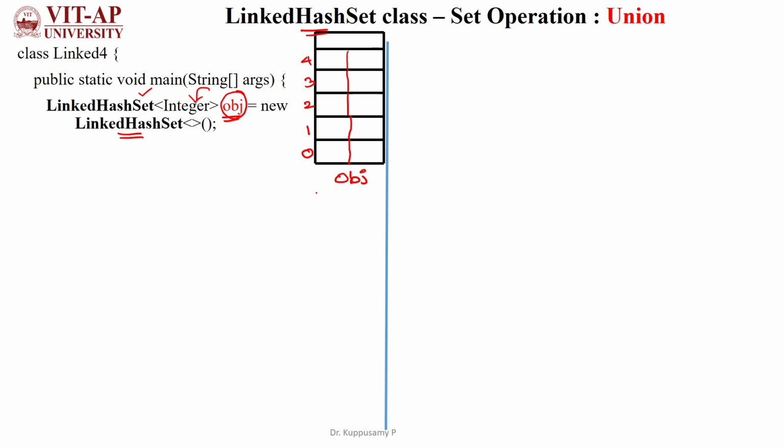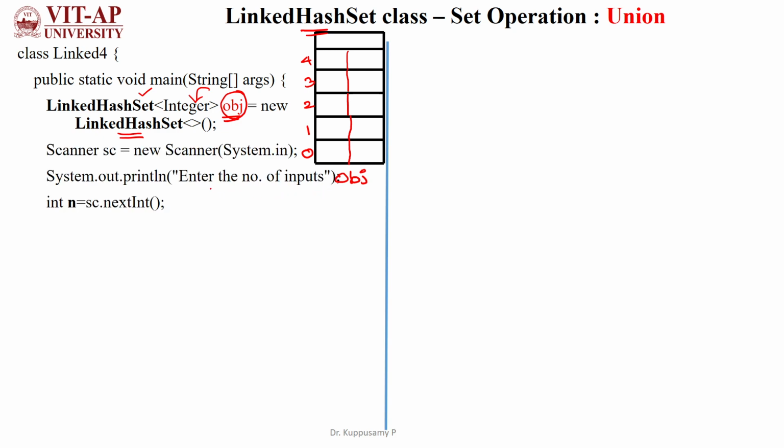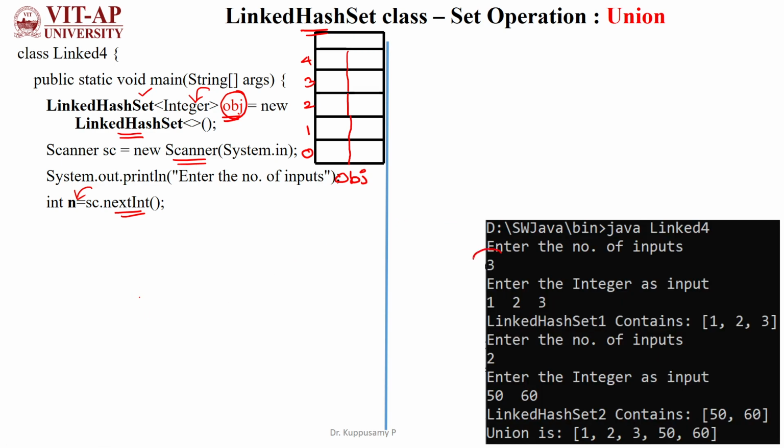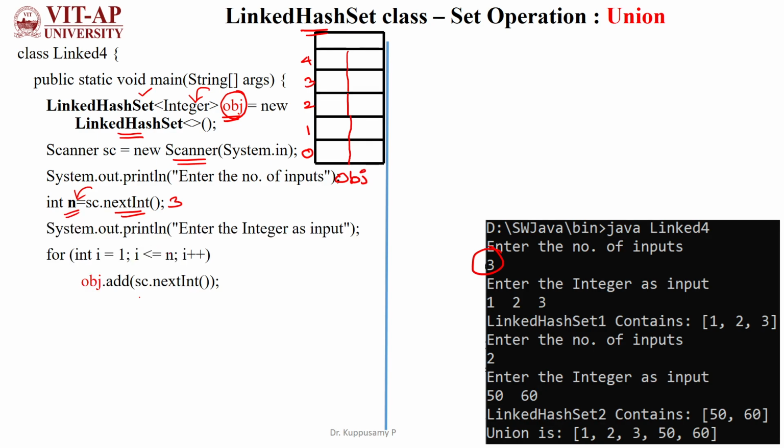be created like this. Then here I am receiving the runtime input using the Scanner class. Here I am receiving the number of inputs for storing the values. So the number of inputs is given here as 3, and 3 is the input value to the variable n. So the n value is here 3. Now I will receive the 3 numbers using the for loop.